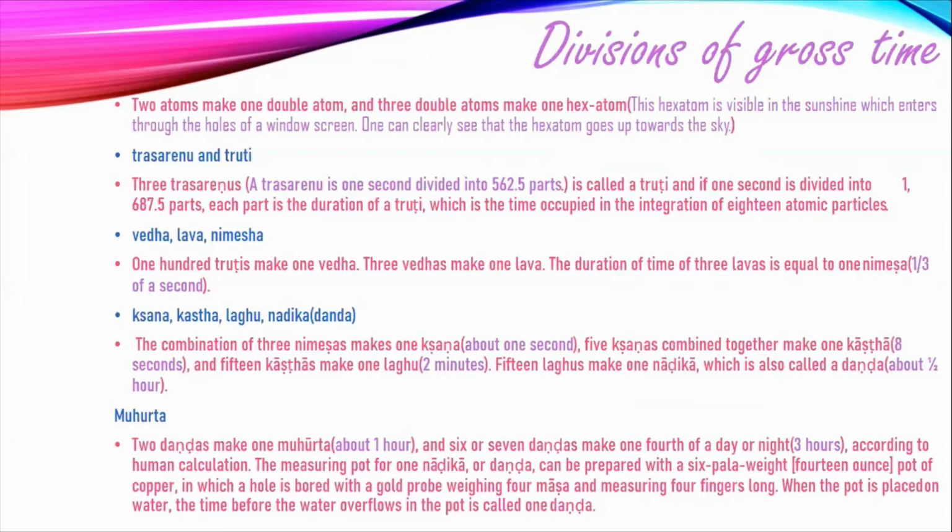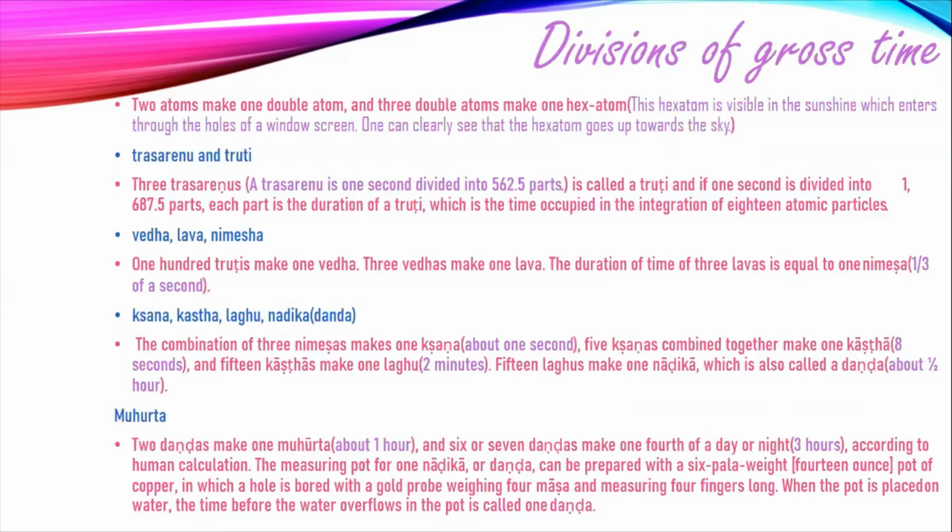Vedha, Lava, and Nimesha. 100 Trutis make 1 Vedha. 3 Vedhas make 1 Lava. The duration of time of 3 Lavas is equal to 1 Nimesha, 1/3 of a second.